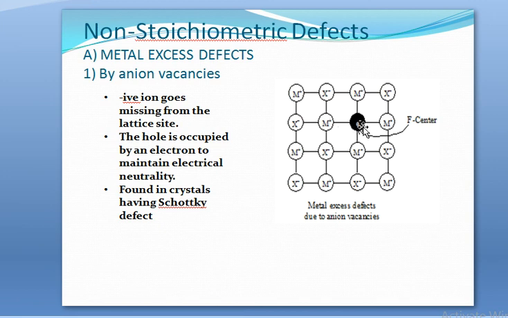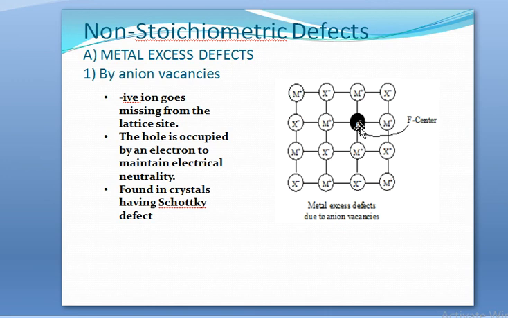Now you see an electron in this side, that is because the electrical neutrality of the crystal lattice is to be maintained. Point number 3, I've already written that it is mostly seen in those solids which already show Schottky defect. Now another information about this is that यहाँ vacancy में हमने electron जहाँ पे है इसको F center लिखा हुआ है. This F stands for a German word, Farbe, and Farbe means color.